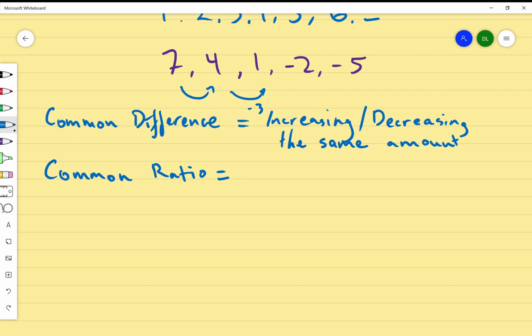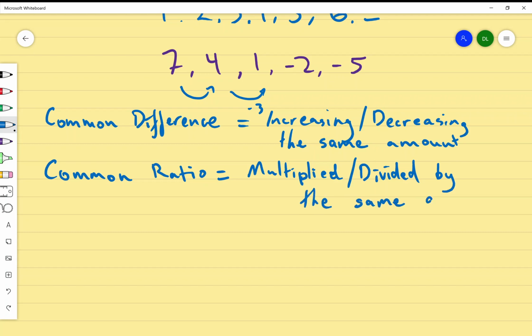So, I want you guys to write down, after you've written common ratio, I want you to write multiplied or divided by the same amount. I know it's a lot of writing, but hopefully you should be able to refer back to this. So common difference and common ratio, those are the two most common types of patterns we're going to be working with.